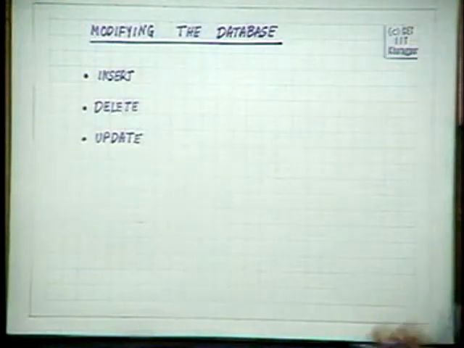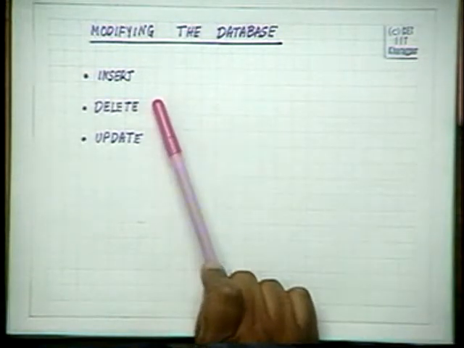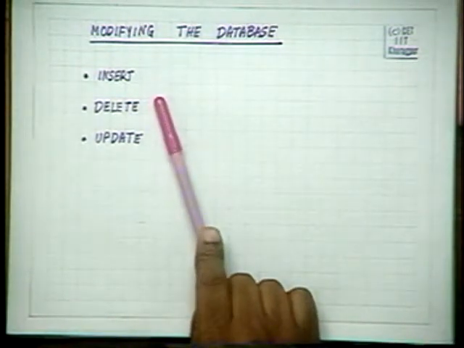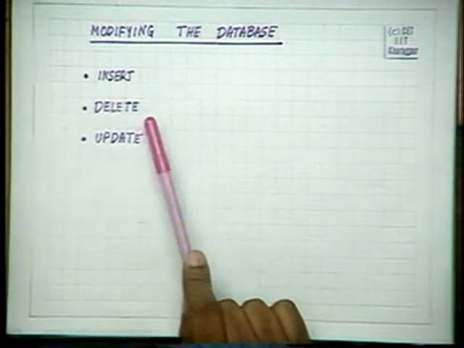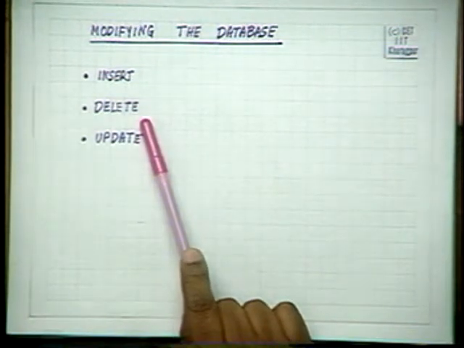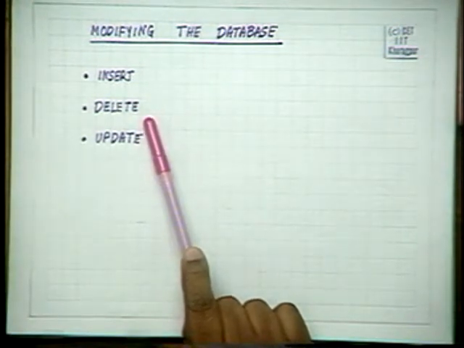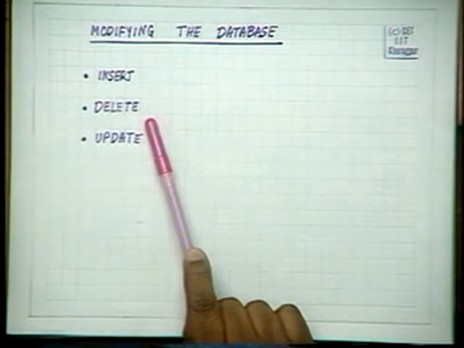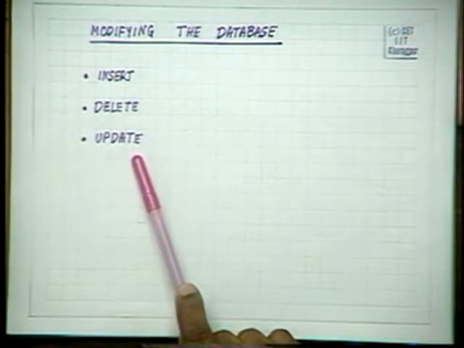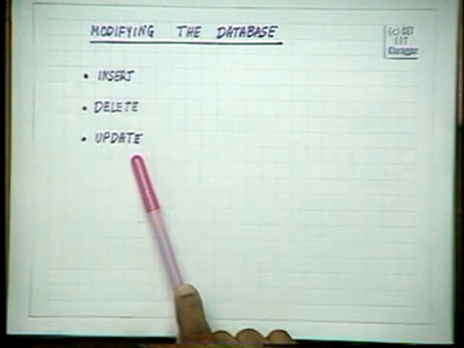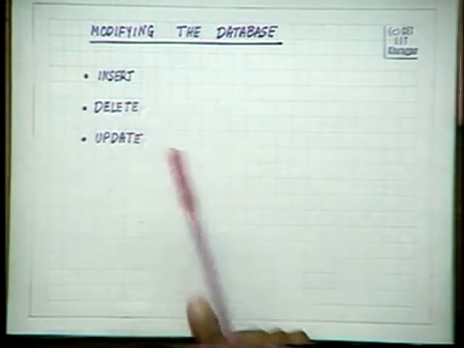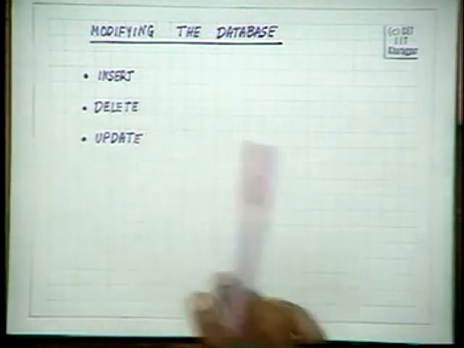A database may be modified in three ways. Firstly, we may insert a new element in some relation of the database. Secondly, we may delete some element, that is some tuple from a relation in the database. And thirdly, we may modify some entry of an element of the database. So now we will see them one by one. First, we will see delete.